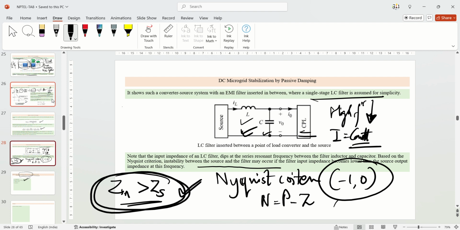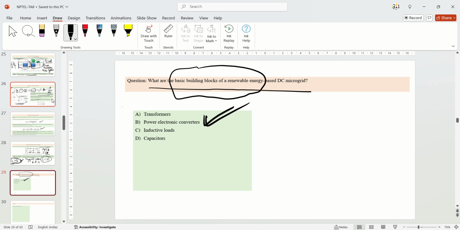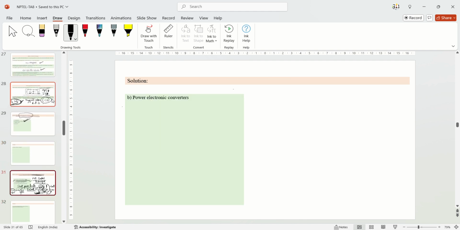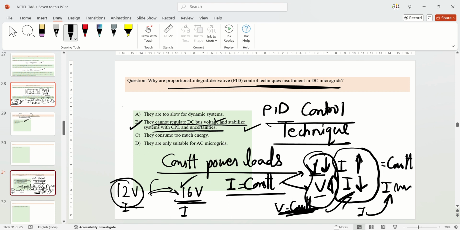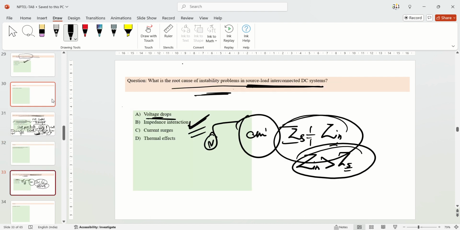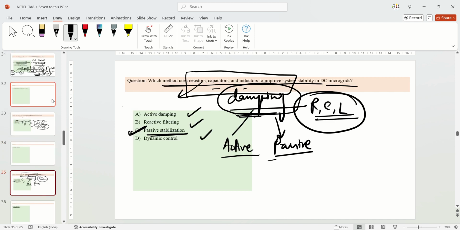That is whether the curve is enclosing the -1, 0 point or not enclosing it. Based upon that, the criterion N equals P minus Z is there, that you have to see. And also we have studied the building blocks of the whole of the RE systems, and the disadvantages of the PID based system. Then we have studied the root cause of the instability problem in the source load interconnected DC system. And also we have studied two types of damping phenomena, active and passive.